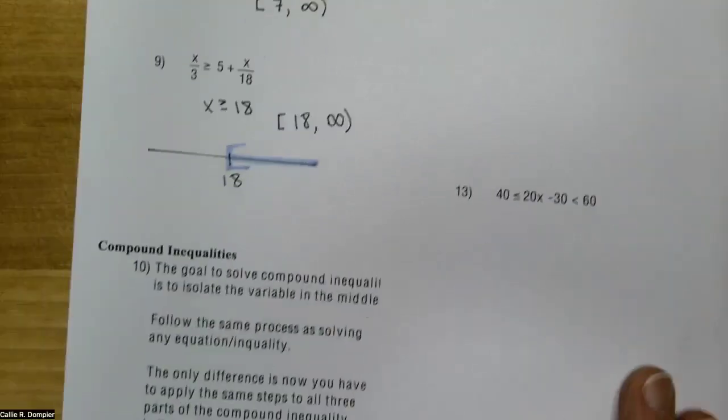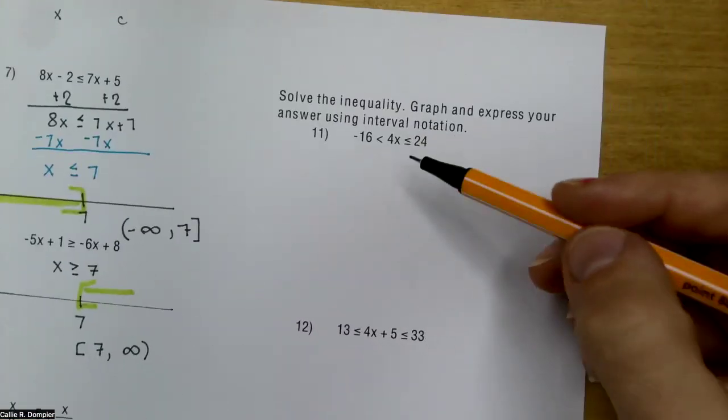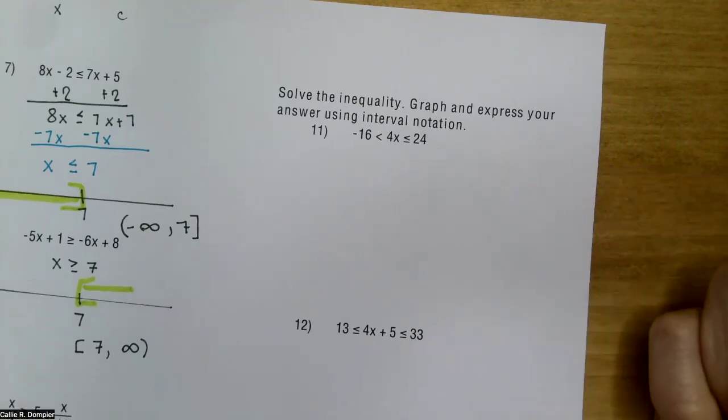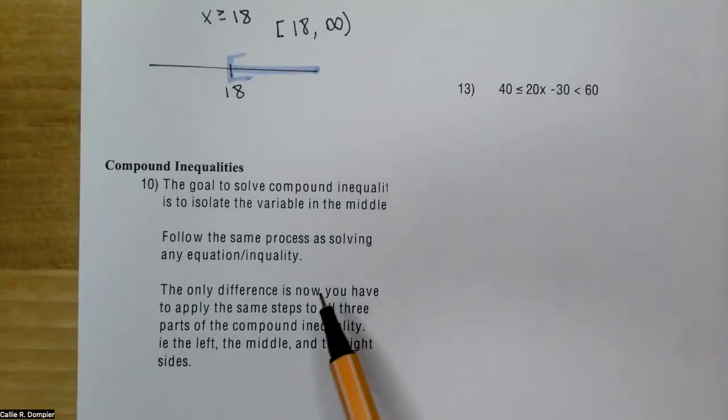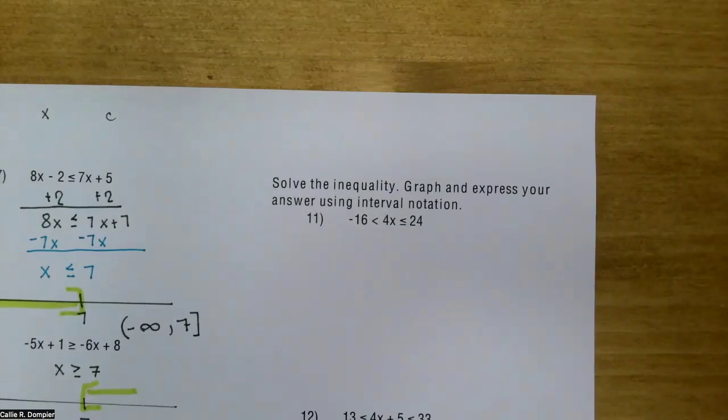Our last 3 examples use compound inequalities. The goal to solving a compound inequality is to isolate the variable in the middle, and you follow the same process as solving for any other equation or inequality. So anything you do to the middle, you do to the left side and the right side. Good? The only difference is you have to apply the same steps to all 3 parts of the inequality, to the left, the middle, and the right sides. Solve the inequality, graph, and express your answer using interval notation.